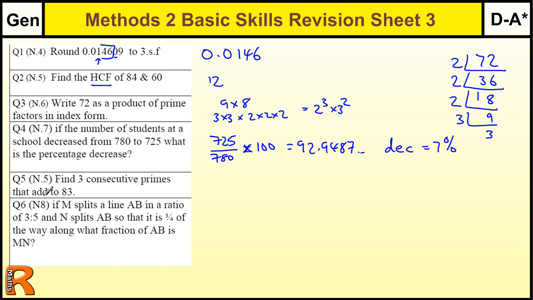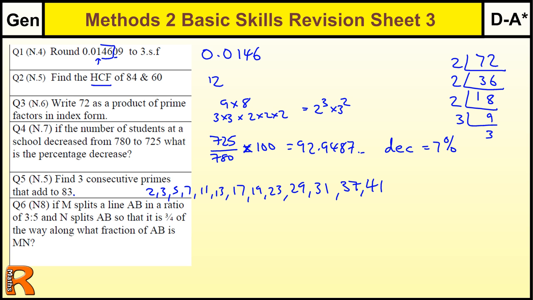Find three consecutive prime numbers that add up to 83. Consecutive means one after the other. If we know our prime numbers, let's just whiz through a few prime numbers. 2, 3, 5, 7, 11, 13, 17, 19, 23, 29, 31, 37, I think is the next one, 41.